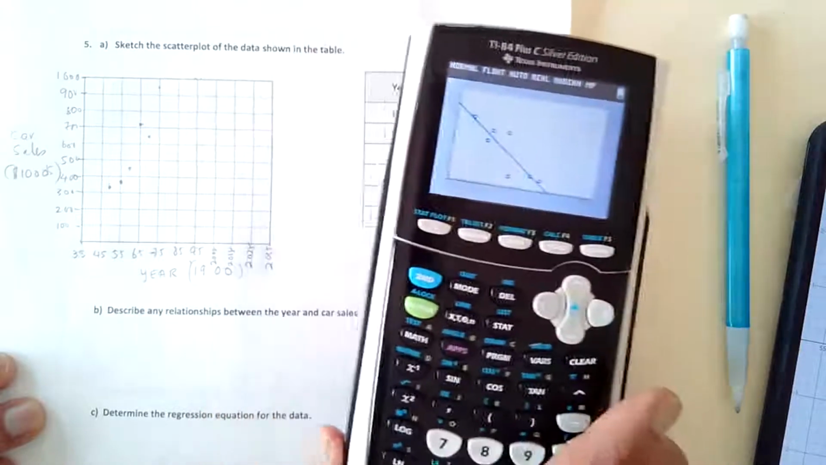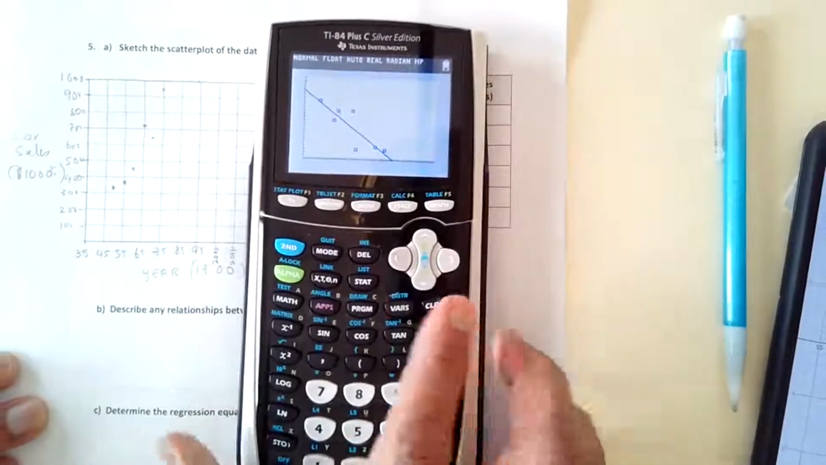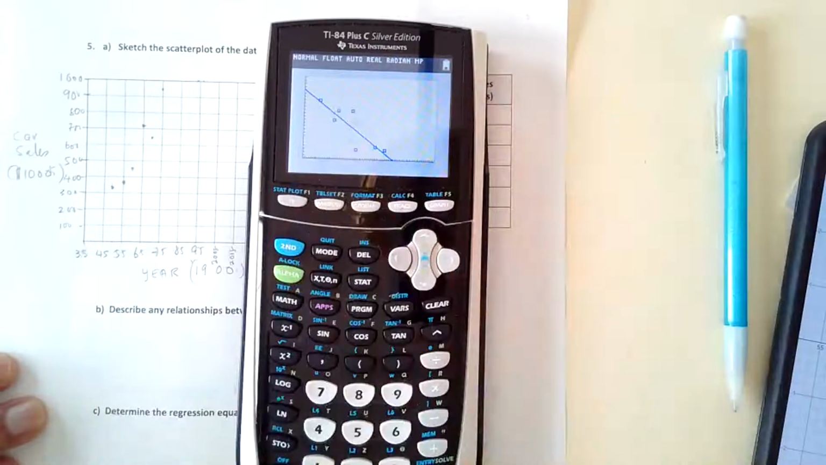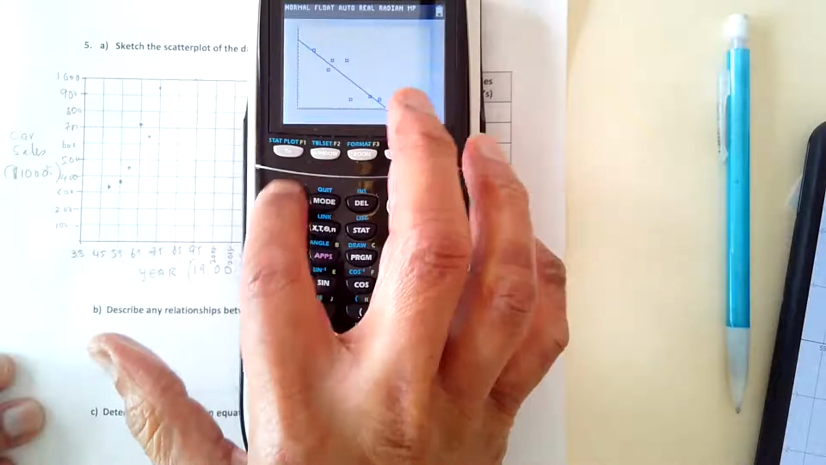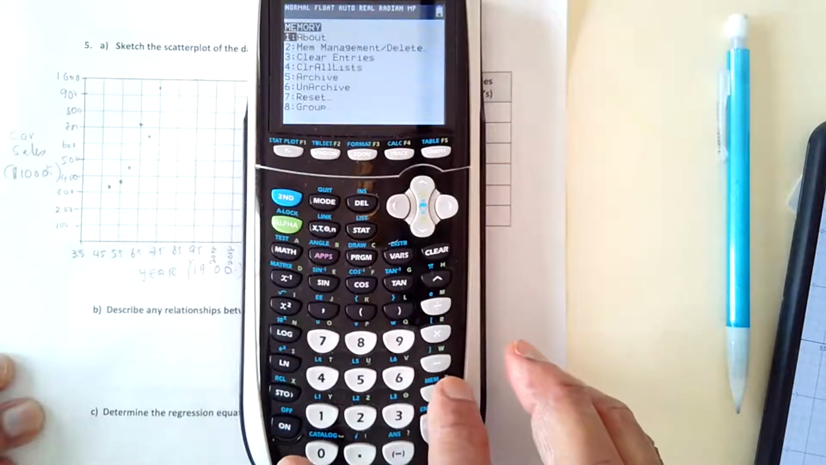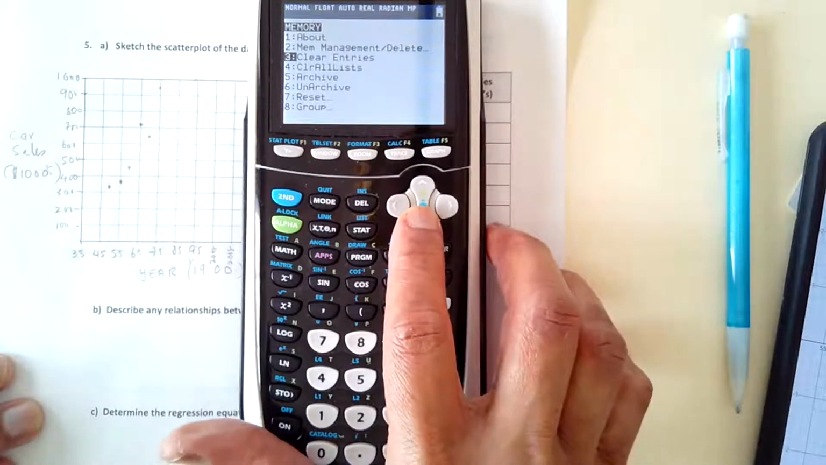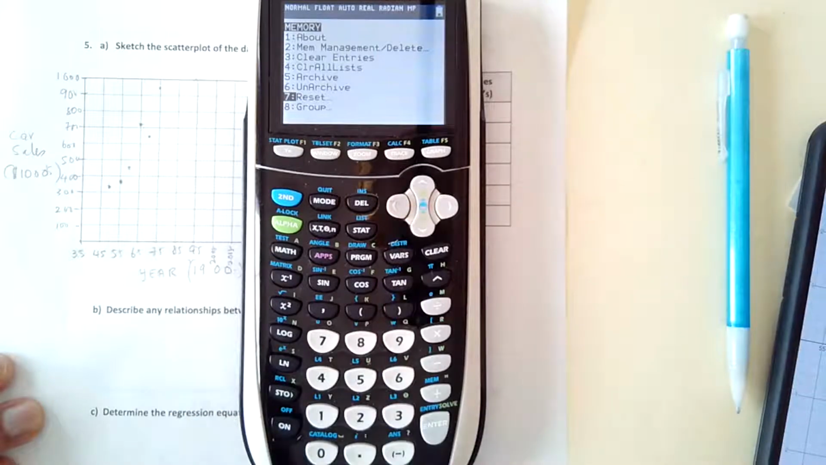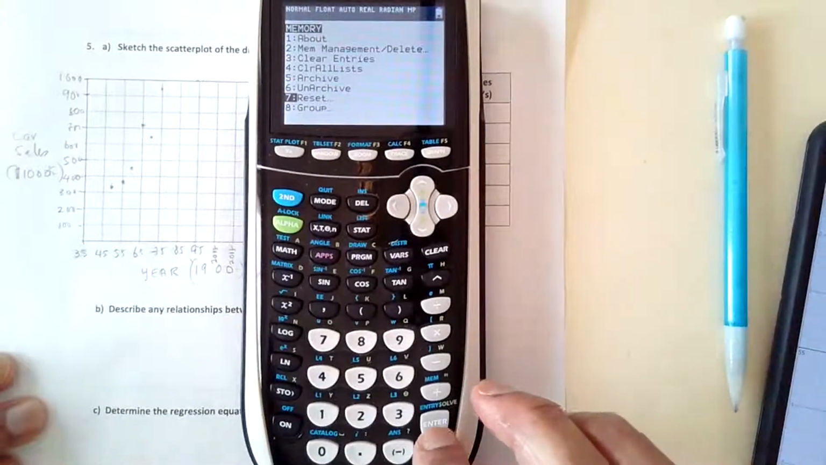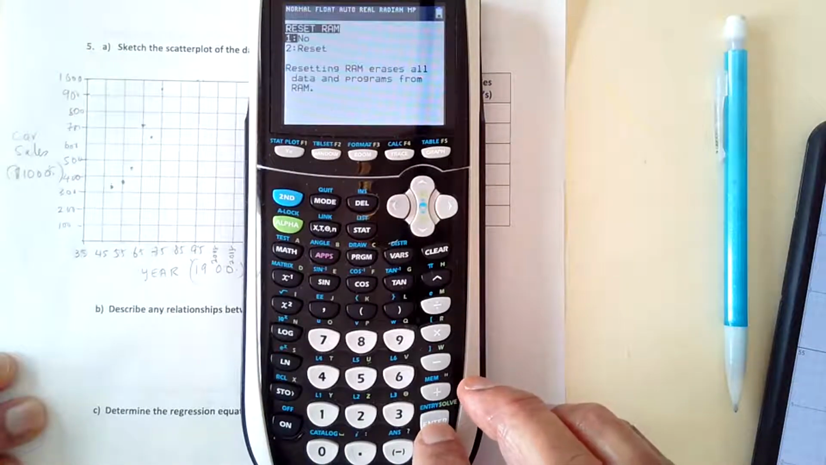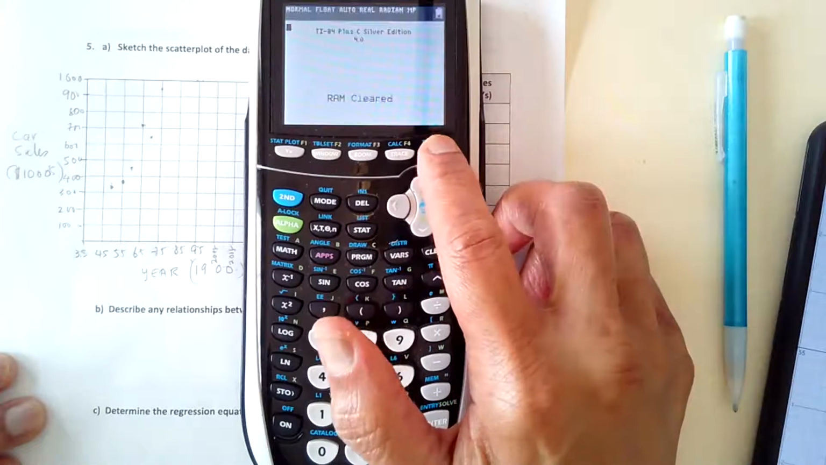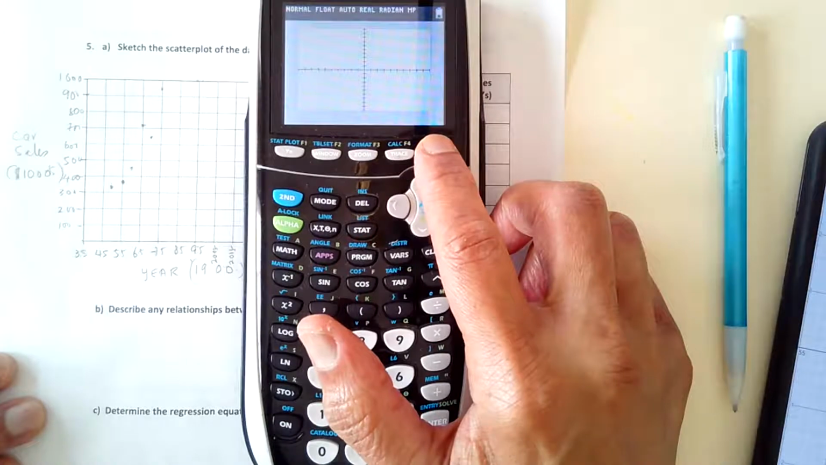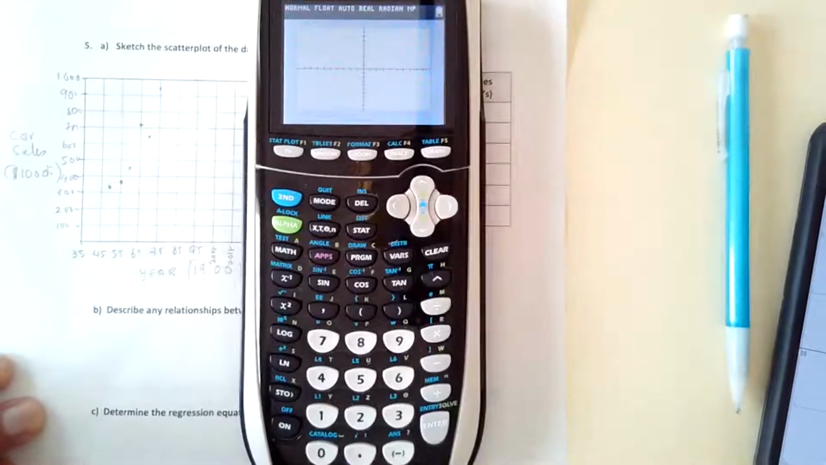On your graphing calculator, what you want to do is to reset your calculator. You go second, memory, and go down to 7. Follow the instructions in your calculator to reset your calculator. RAM and reset number 2. If you press graph now, you will see nothing in there. You'll see a blank screen there.